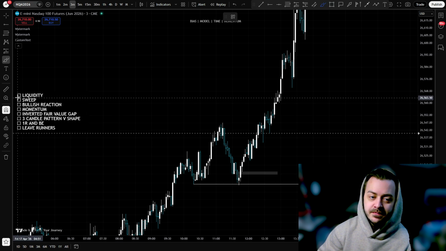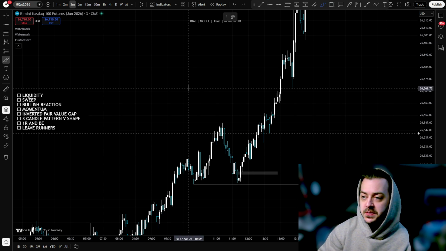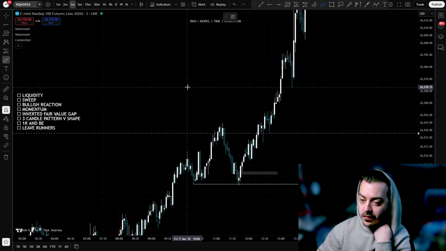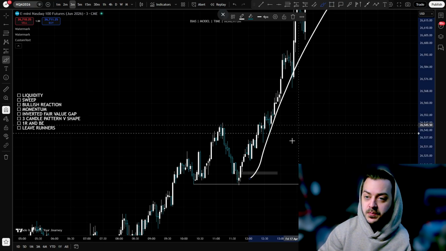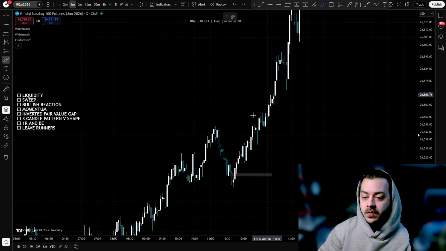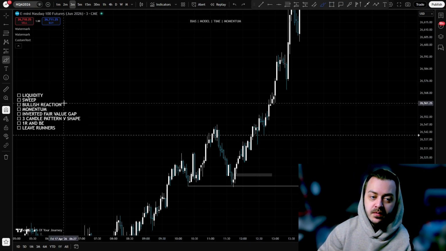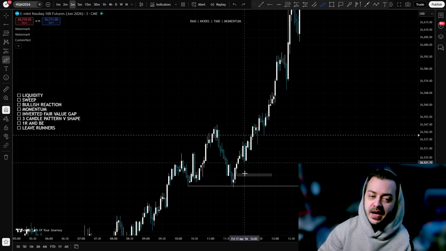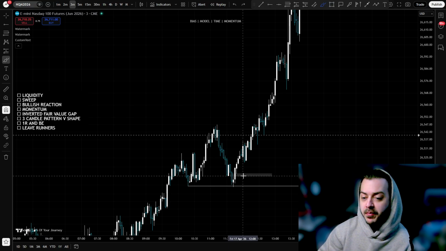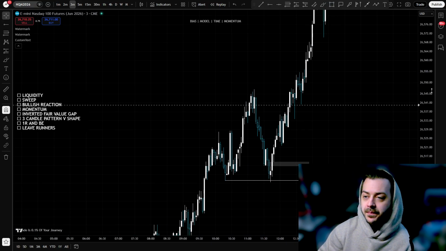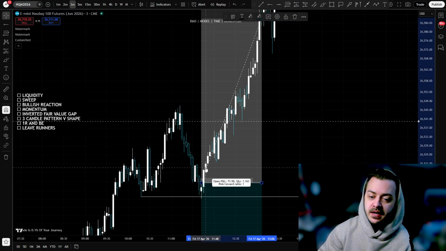Let's go through the checklist. Liquidity, all-time highs was above. Really, really obvious. Like so close to all-time highs, it was pretty clear we were going to go and hit them. Sweep of a low. Bullish reaction. We've got the inverted fair value gap, the IFVG. We've got the 3-candle pattern V-shape. We've got the entry, which I enter here.